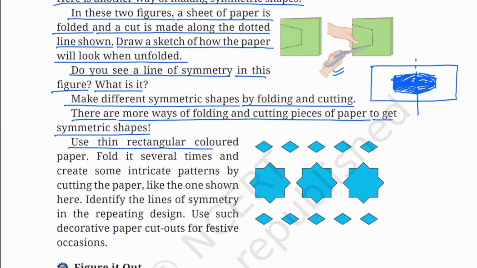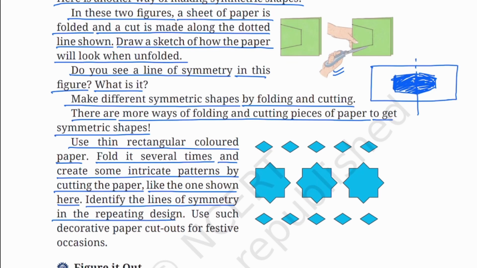Use thin rectangular colored paper, fold it several times and create some intricate patterns by cutting the paper like the one shown here. Identify the lines of symmetry in the repeating design. Use such decorative paper cutouts for festive occasions like this.